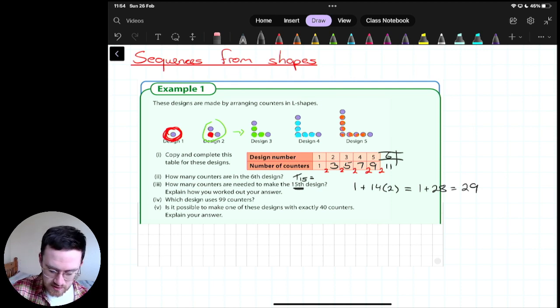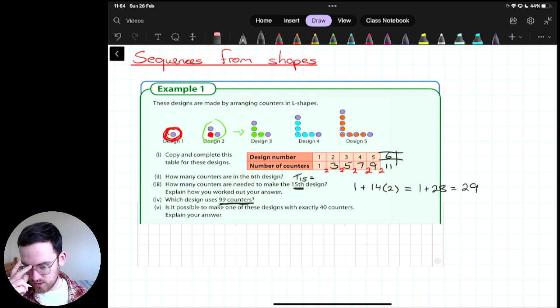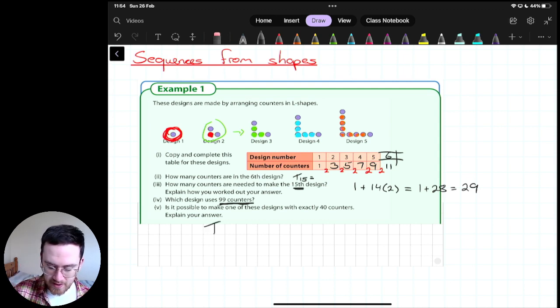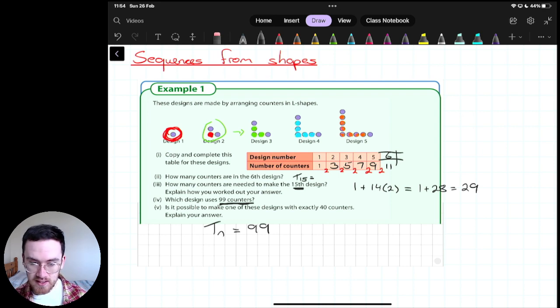Which design uses 99 counters? Okay, which design uses 99 counters? So, interesting one. This time, instead of having n, we are looking for when is Tn equal to 99. Okay, when is Tn going to be equal to 99? And this sort of question is one that we will be looking at as we go further as well, when we get into coming up with the formula for Tn.